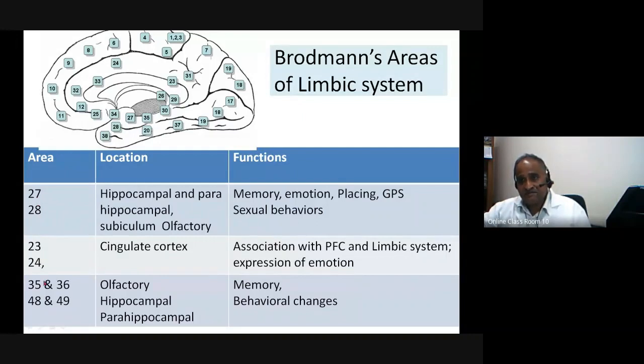27 and 28. 23, 24. This is cingulate cortex: 23, 24, and part of 33 and 32. Areas 23 and 24 are cingulate cortex concerned with the limbic system. 32 and 33 are the parts concerned with the prefrontal lobe. So 23 and 24 are connected with 32 and 33, which means they are in association with the prefrontal cortex.